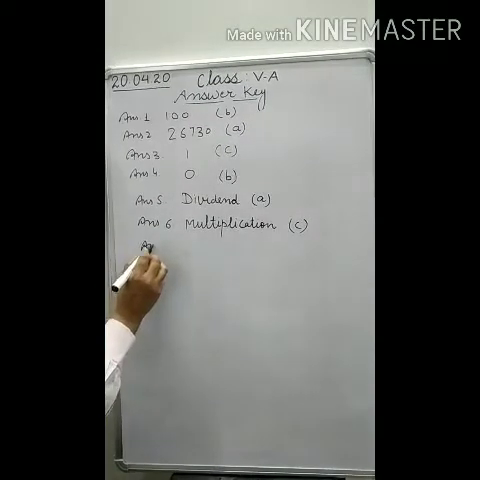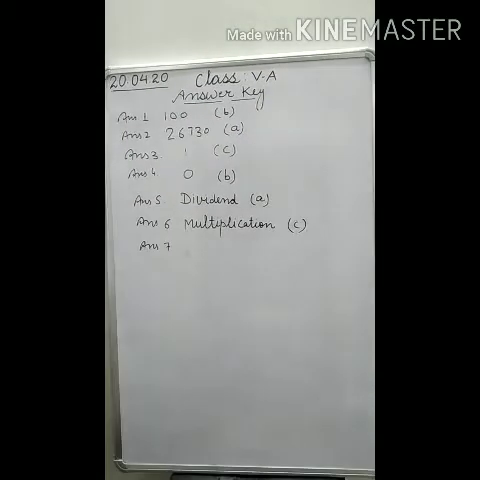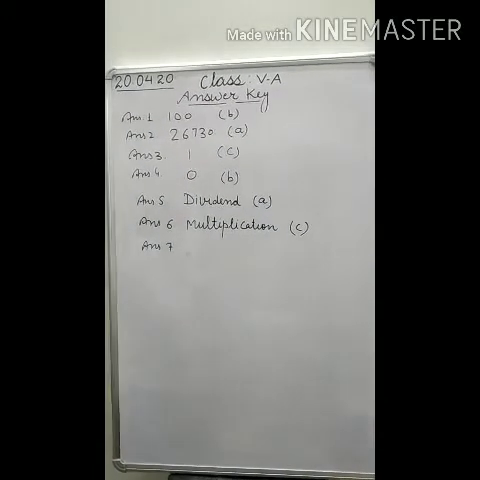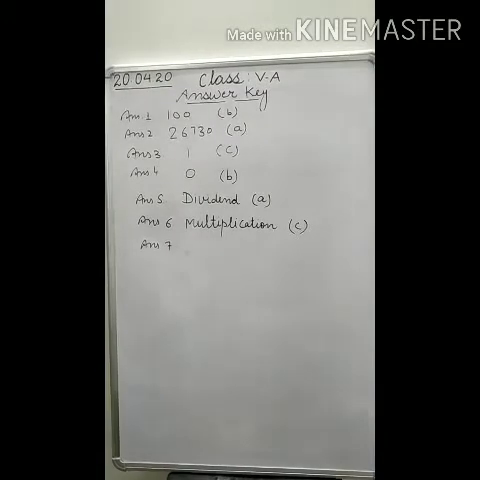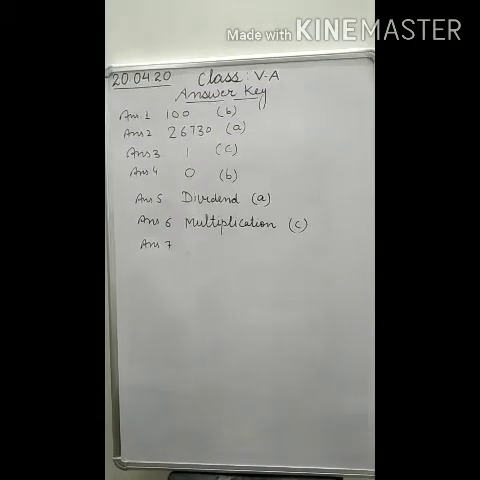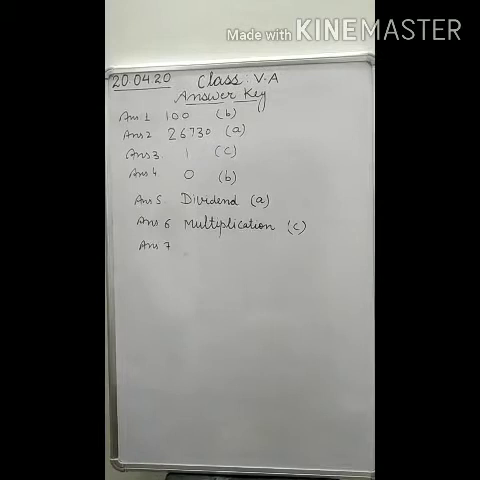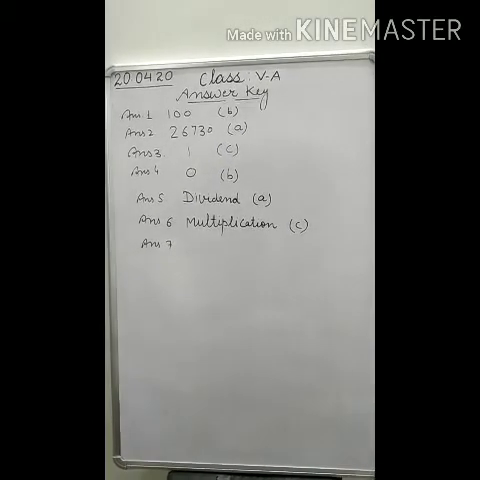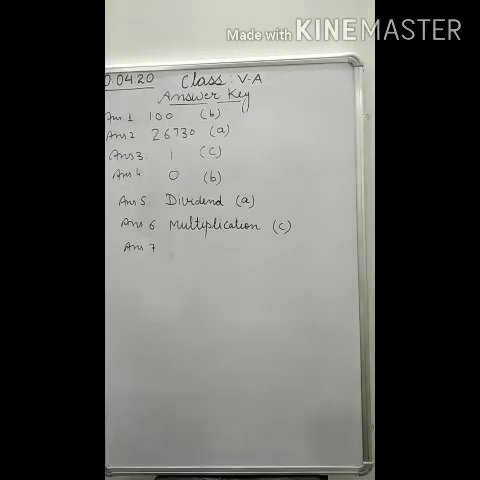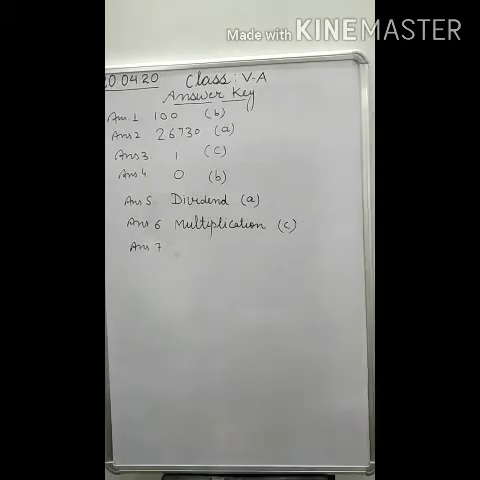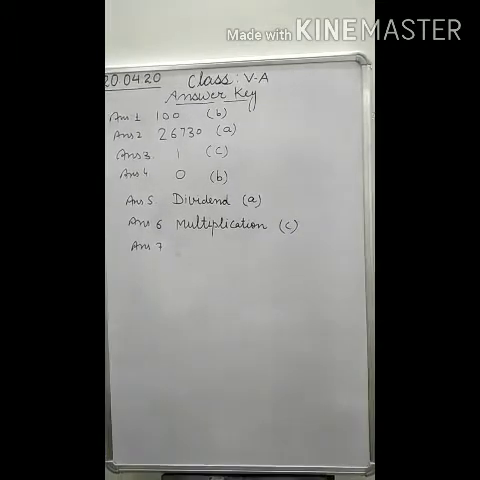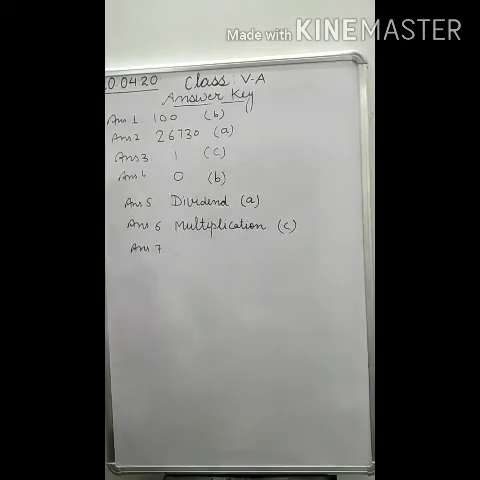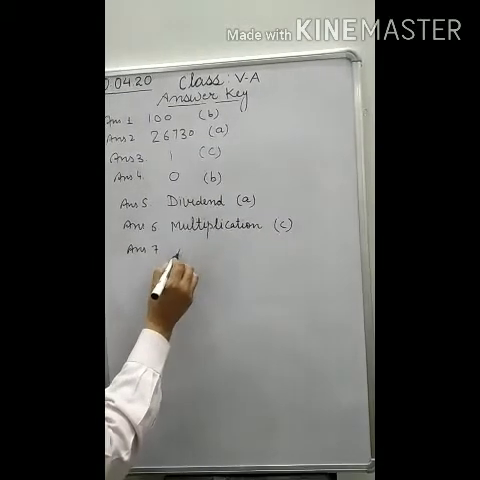Now come to the next answer. Answer number 7. Students, in this question we have sum of given numbers upon total count of numbers is equal to dash. You applied this formula in the last third exercise and you have studied that the sum of all numbers divided by the total count of numbers is always equal to the average. So the answer will be average. Answer of question 7 will be average.